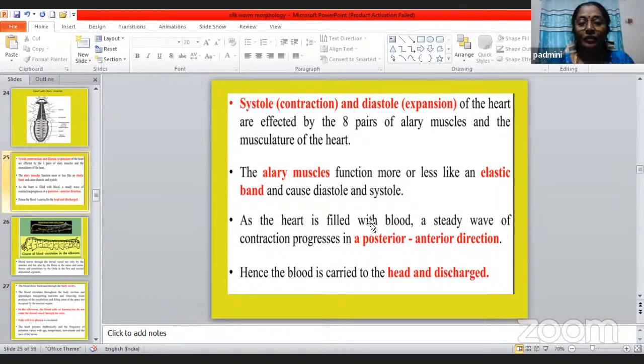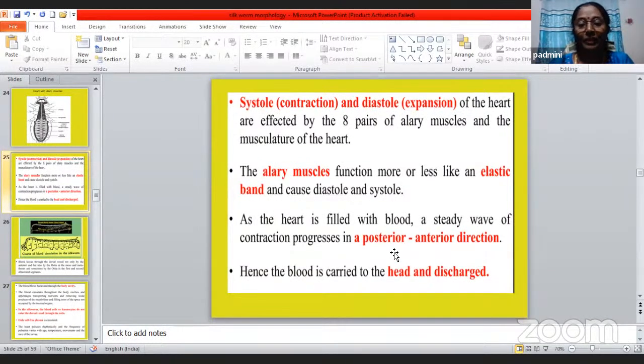And as the heart is filled with blood, a steady wave of contraction progresses from the posterior region to the anterior region. As the posterior region contracts, the blood that is collected in the heart moves forward to the anterior region, and from the anterior region the blood is passed to different parts of the body. So that is what he's saying over there. And hence the blood is discharged to the head and to other different parts of the body.